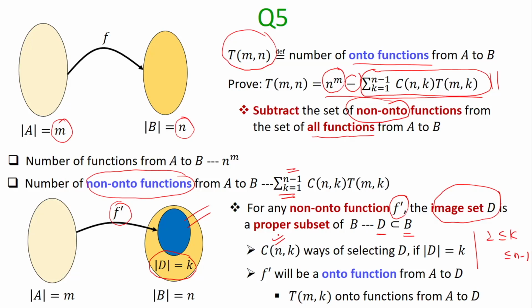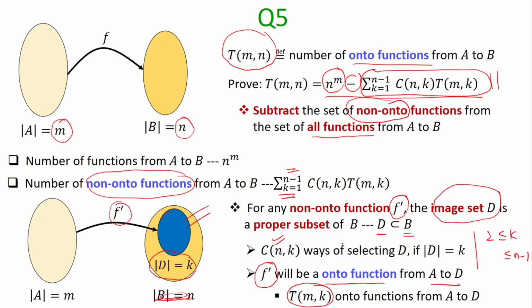And once I have chosen my set D, the function f dash will be an onto function from the set A to D. That means if I just forget about the set B and imagine that I have a set D of size k and consider an onto function from the set A to this set D, that can be interpreted as a non-onto function from the set A to the set B, because my set D is a proper subset of the set B, right? So how many such onto functions can I have from A to D? As per my definition of the T function, there are T of m comma k such functions.